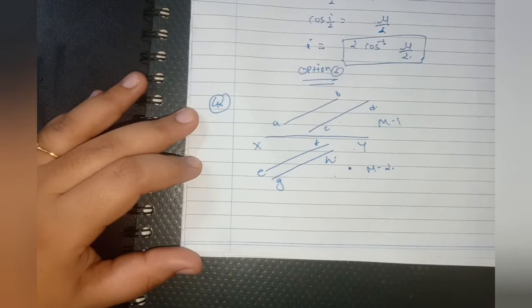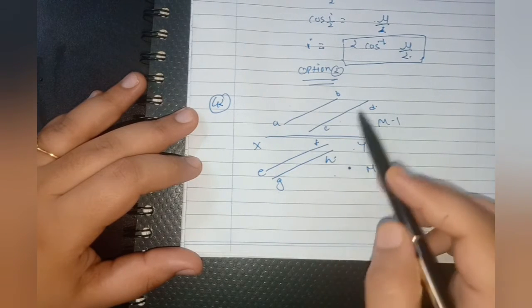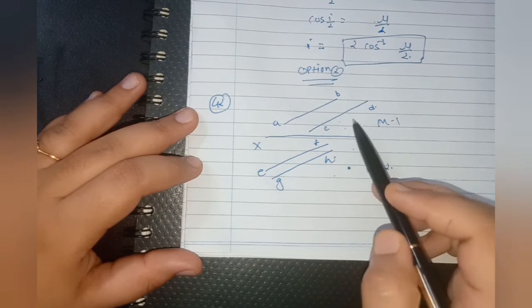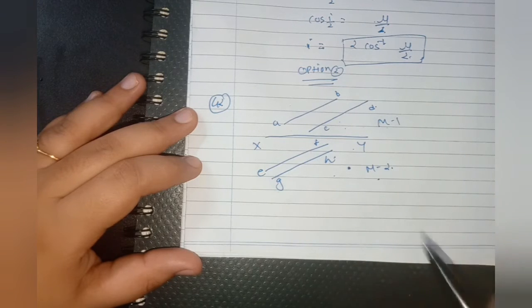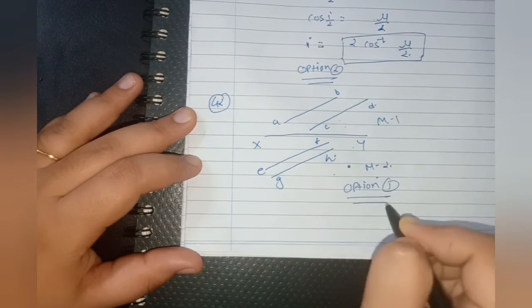XY is the surface separating two transparent media, medium 1 and medium 2. Lines AB and CD represent the wavefronts in medium 1, and EF and GH represent the wavefronts in medium 2. The first statement is, after refraction, the light ray travels as a parallel beam. Here, even after refraction, the path difference between the rays does not change. So option 1 is the correct option.